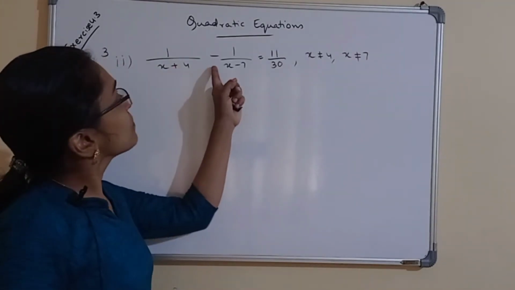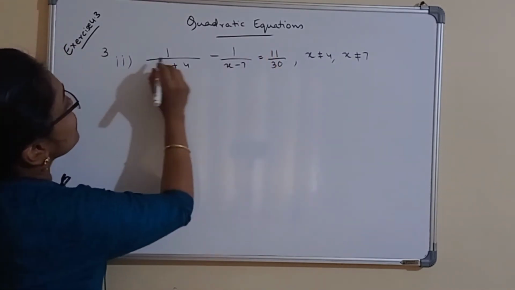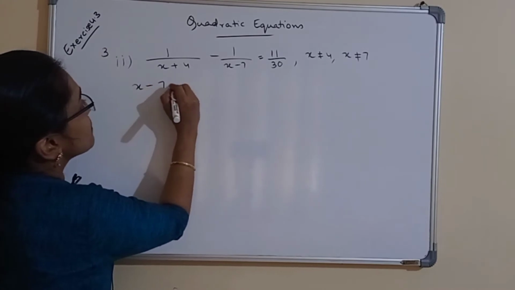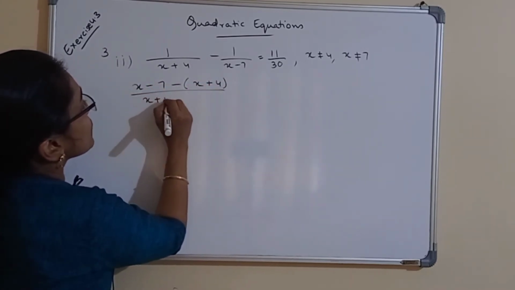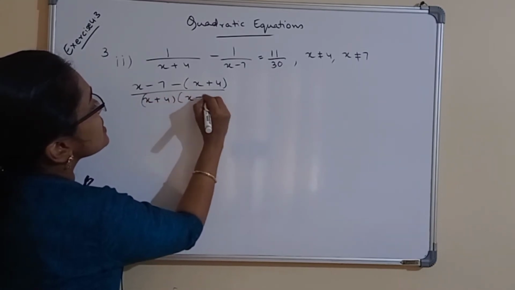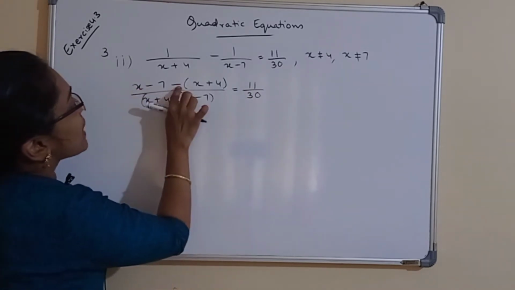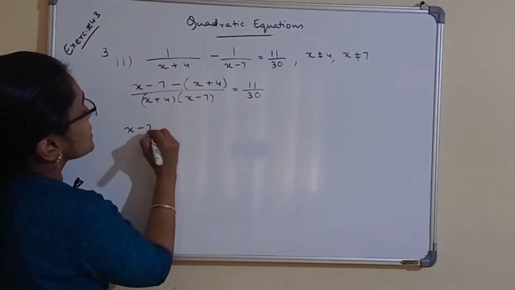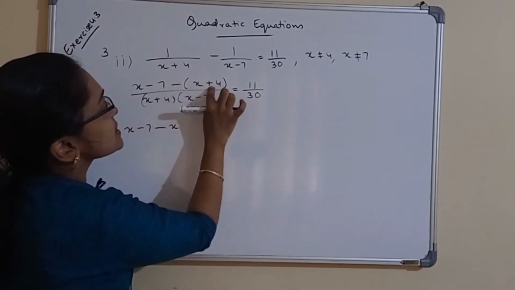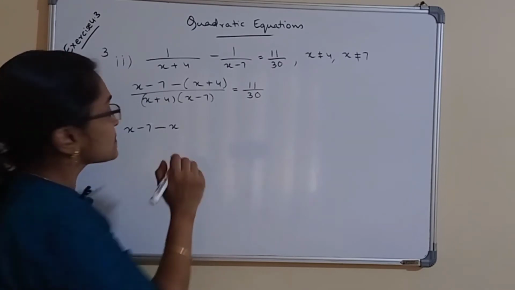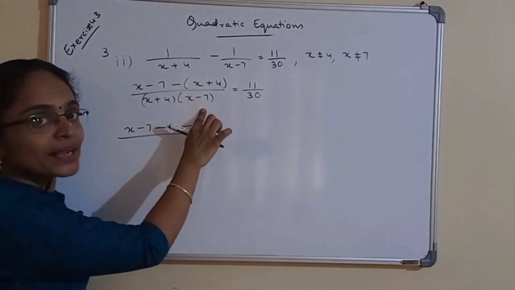1 by x plus 4 minus 1 by x minus 7 is equal to 11 by 30. So first, x minus 7 minus of x plus 4 by x plus 4 into x minus 7 is equal to 11 by 30, right? And minus of x. So we will get x minus 7, minus into x is minus x and minus into plus 4 is minus into plus is minus. So we will get minus 4 here. And x plus 4 into x minus 7.